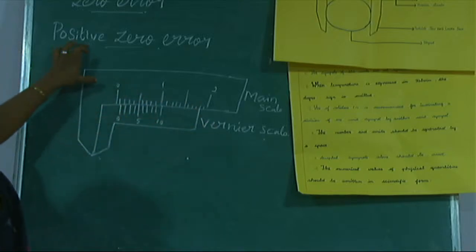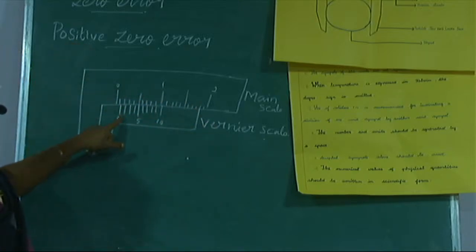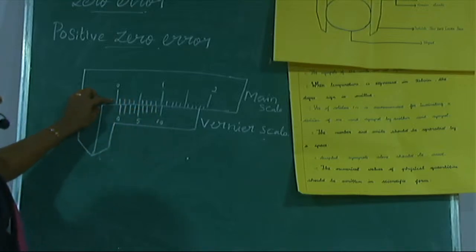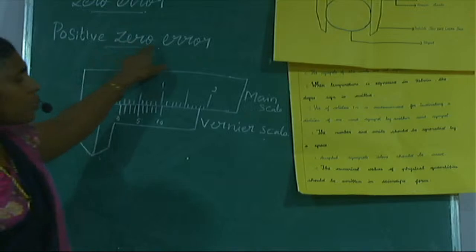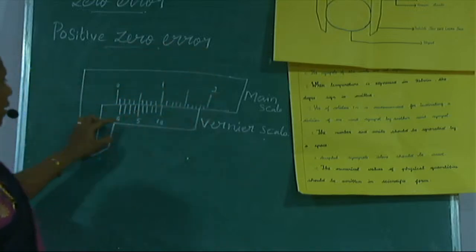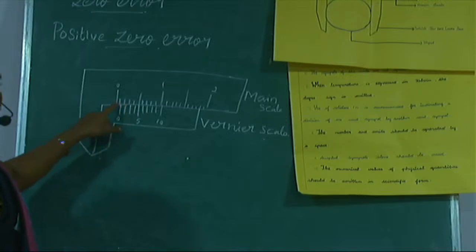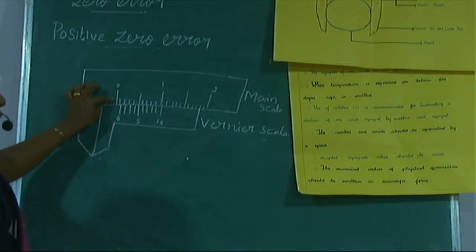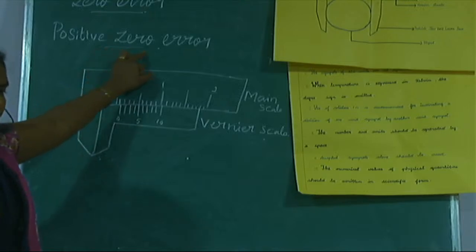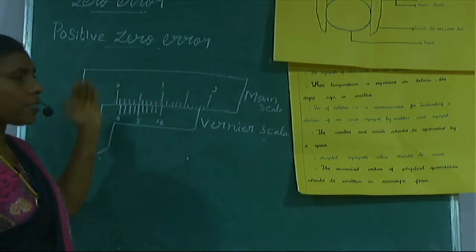Now listen, positive zero error means the zero of the Vernier scale is shifted to the right of the main scale 0. The 0 of the Vernier scale just shifted to the right of the main scale 0 is called positive zero error. Negative zero error means the zero is shifted to the left.